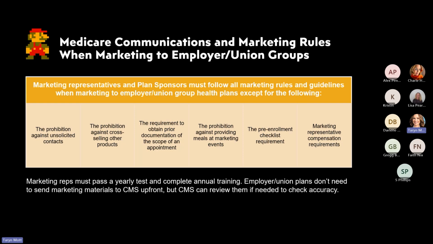Marketing reps, you do need to know this bottom part that I typed at the bottom. Marketing reps must pass a yearly test to complete annual training. Employer union plans do not need to send marketing materials to CMS up front, but CMS can review them if needed to check for accuracy. What I typed in the bottom is what you're going to see on the test. 2 questions on the test. Marketing reps must pass a yearly test and complete annual training. Employer union plans do not have to send their marketing materials to CMS unless it is requested for accuracy.